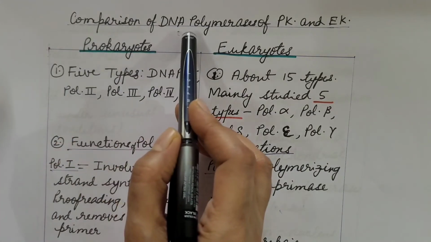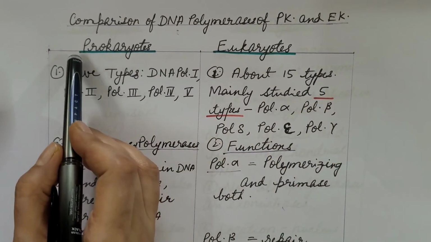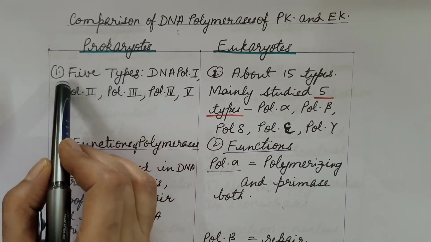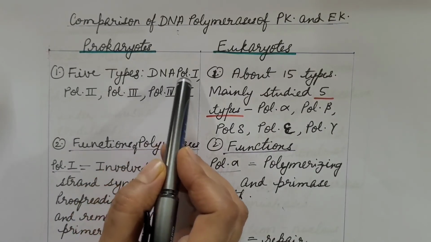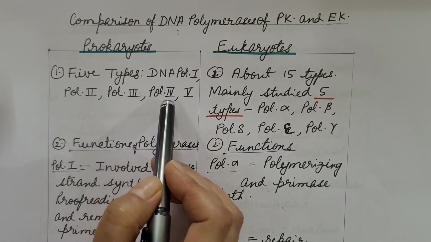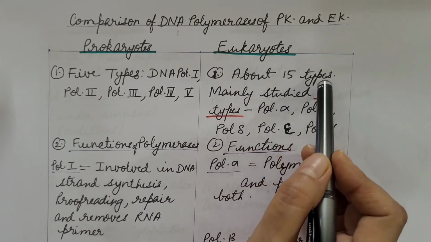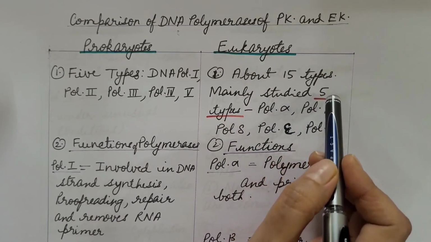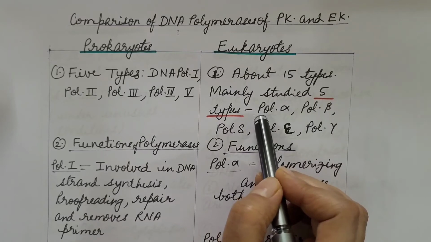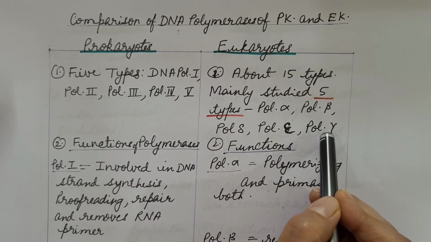Now the comparison of DNA polymerases of prokaryotes and eukaryotes. In prokaryotes, we have already seen that there are 5 types of DNA polymerase enzymes: DNA polymerase 1, 2, 3, 4 and 5. In eukaryotes, about 15 types of DNA polymerases have been found, but only 5 types are mainly studied. These are polymerase alpha, beta, delta, epsilon and polymerase gamma.